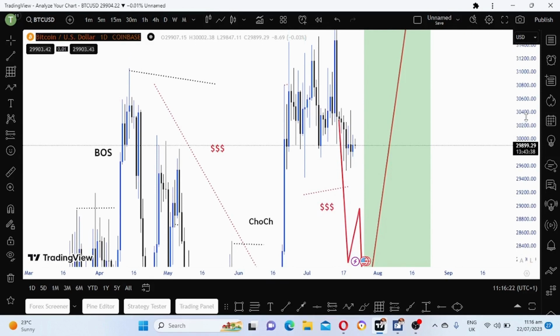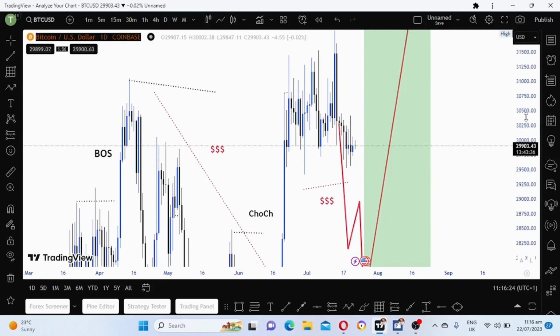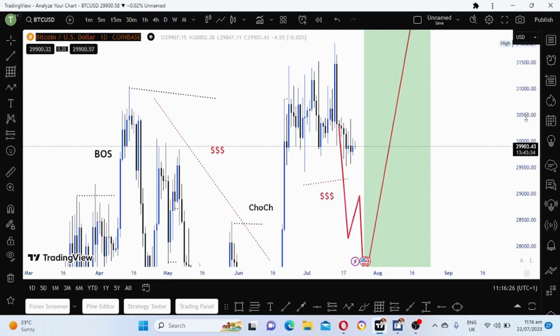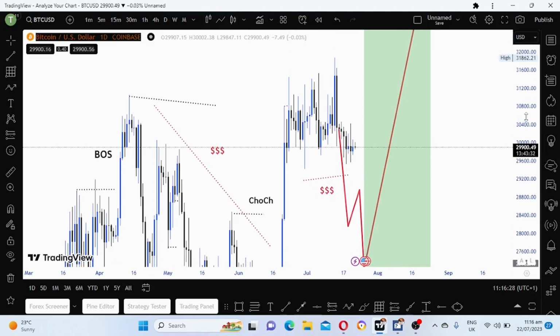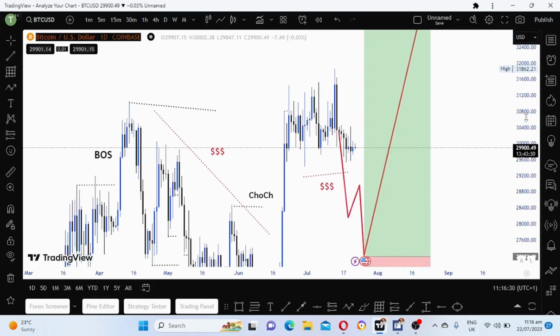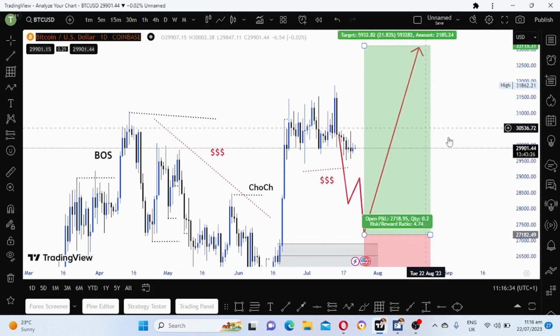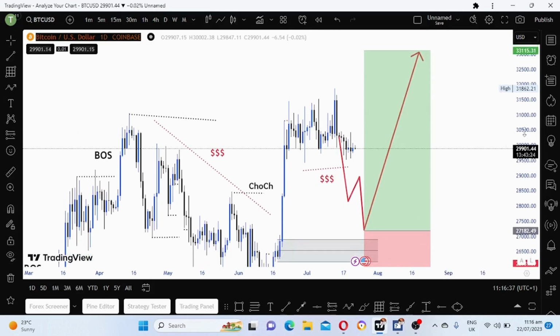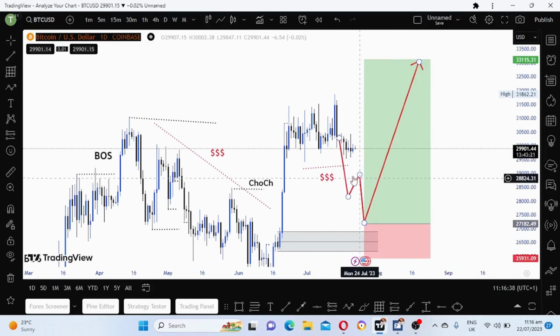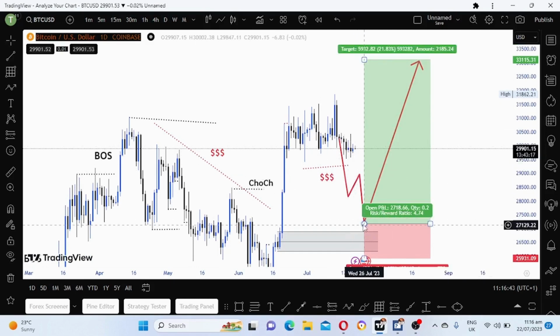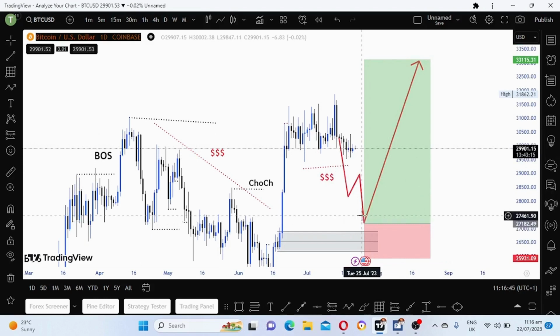Bitcoin is just consolidating around that area. I think for the whole 2 to 3 weeks, Bitcoin has been just consolidating around that area. I don't know what is happening there, but I'm waiting for price to come and grab liquidity. If price comes low down to grab liquidity, I might buy here.